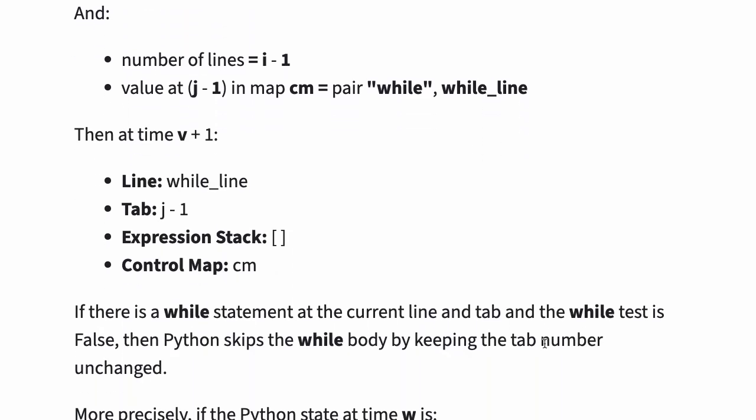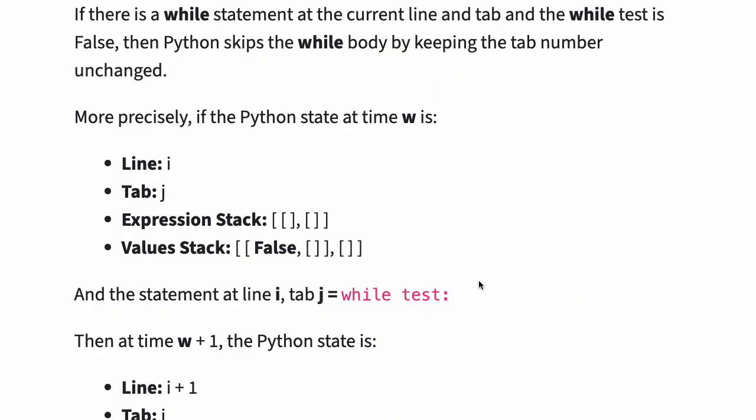Then at time v plus 1, the line is while line, the tab is j minus 1, the expression stack is empty, and the control map is still CM. Finally, if there's a while statement at the current line and tab, and the while test is false, then Python skips the while body by keeping the tab number unchanged.